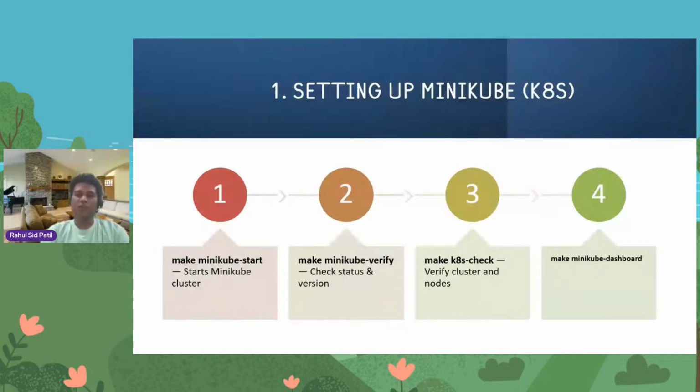Let's begin with step one, setting up Minikube, which gives us a local Kubernetes environment for testing our pipeline end to end. Rather than manually executing each command, we have added makefile targets to streamline the process. First, we run make minikube start. This launches Minikube with 4 CPUs, 8 GB RAM, and Kubernetes version 1.33.1.